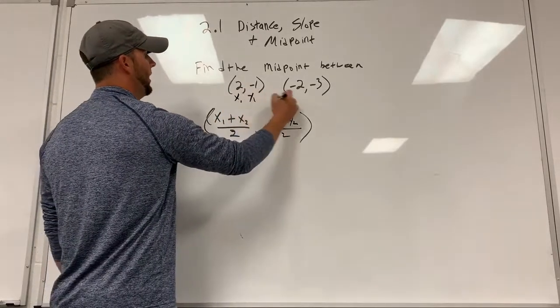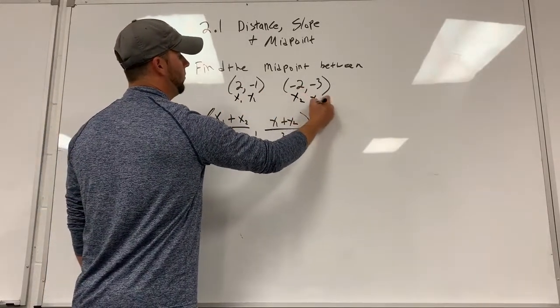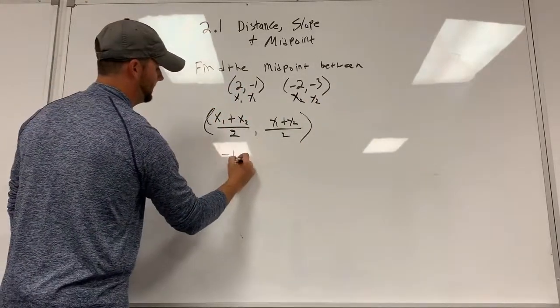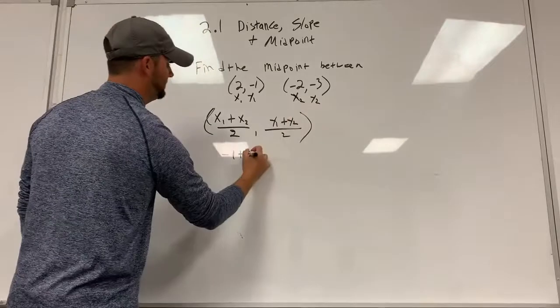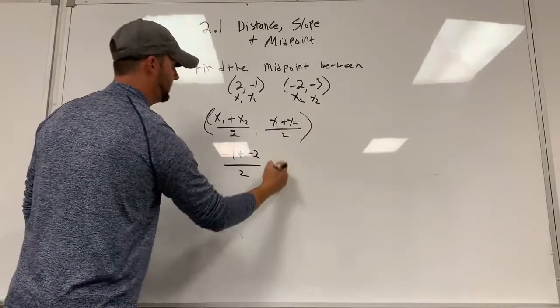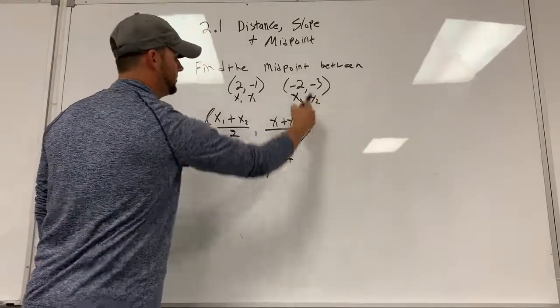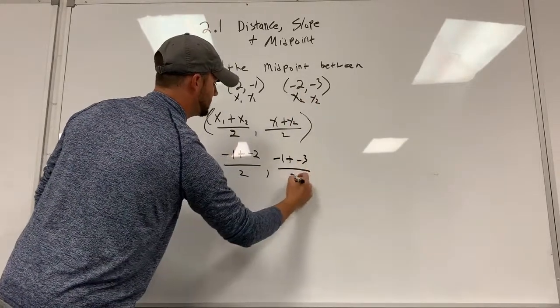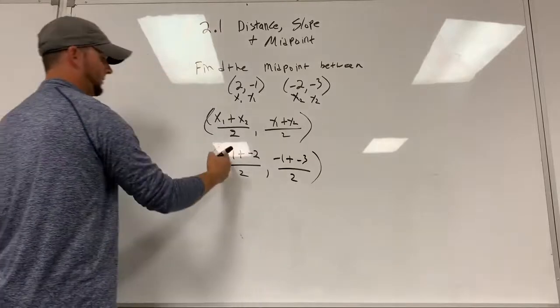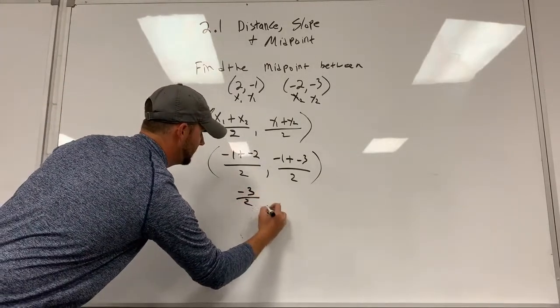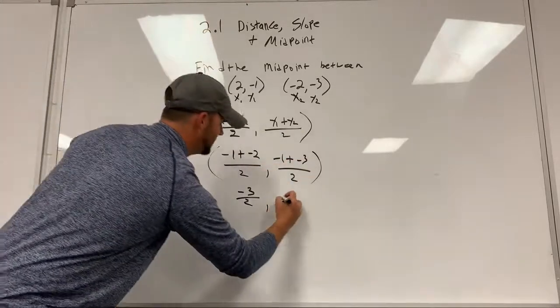So x1, y1, x2, y2. And let's plug this in. So x1 is -1, x2 is -2, y1 is -1, y2 is -3. So now all I got to do is work it out. So -1 plus -2 is -3. -1 plus -3 is -4.